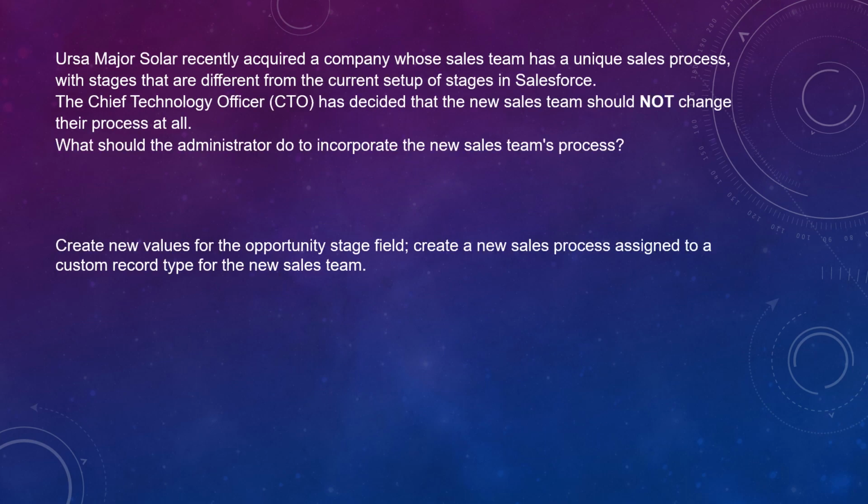Ursa Major Solar recently acquired a company whose sales team has a unique sales process. The stages are different from the current setup of stages in Salesforce. The Chief Technology Officer has decided that the new sales team should not change their process at all. What should the administrator do to incorporate the new sales team process? Create new values for the opportunity stage field. Create new sales process assigned to the custom record type for the new sales team.